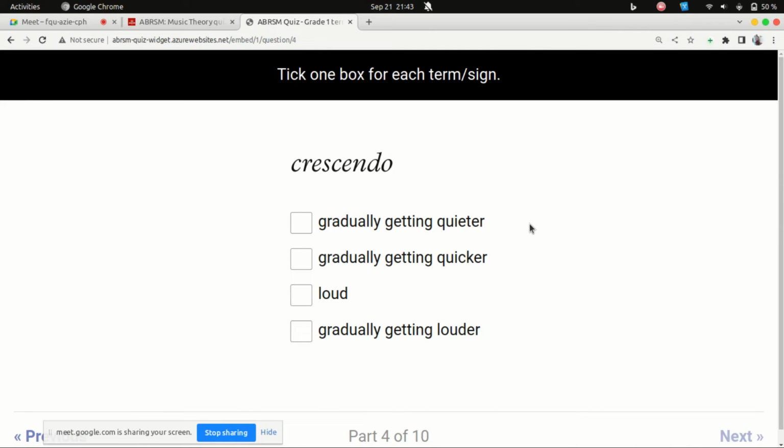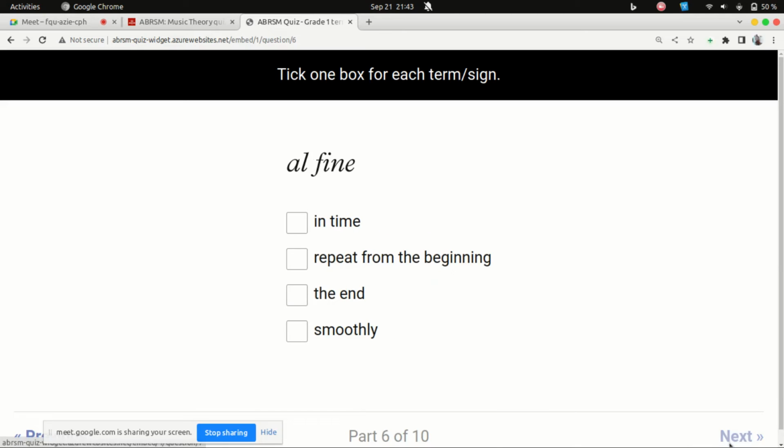Crescendo. Gradually getting louder. Diminuendo. Dim. Gradually getting quicker. Quieter. Okay. Al fine. Al fine in time.